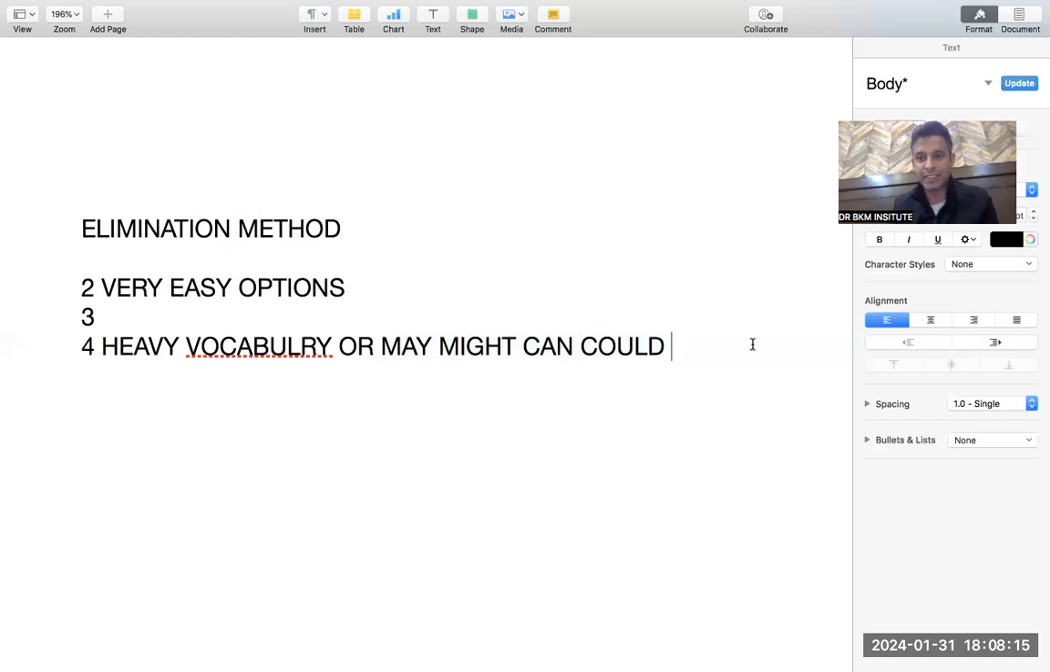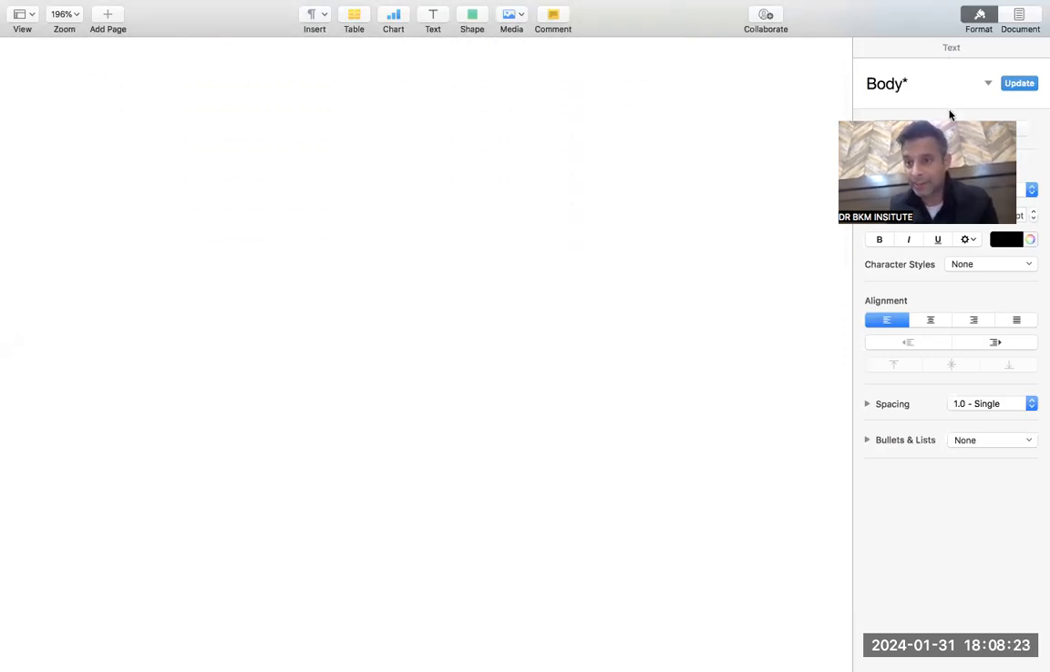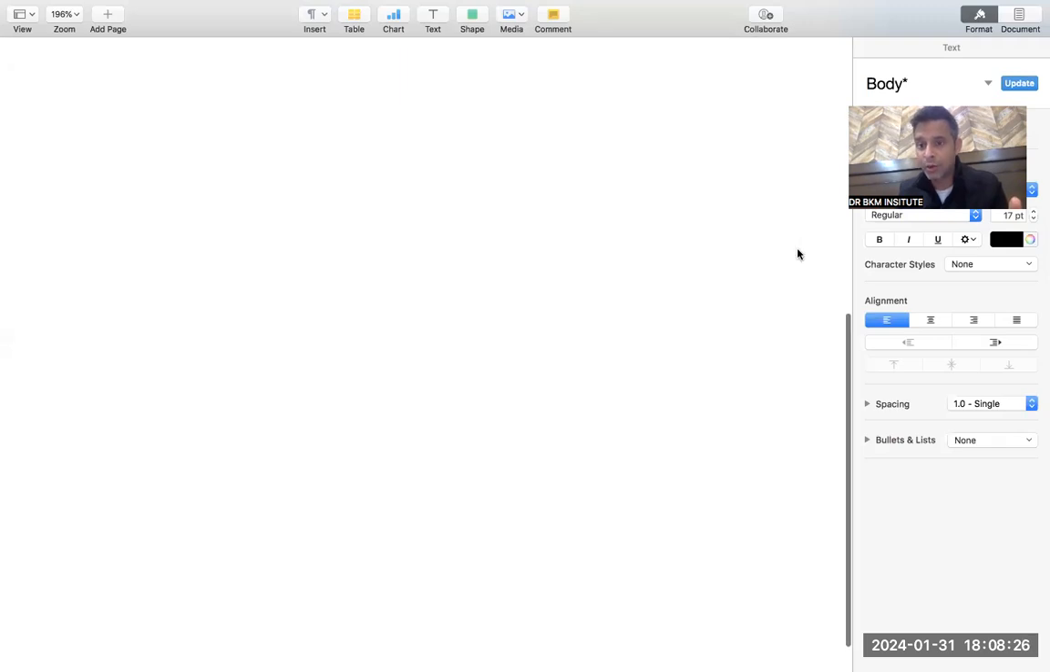So yesterday also we did the same thing. We did this elimination thing yesterday. Today we are going to revise it and then we will apply it in the listening today. Yesterday we applied this elimination method on reading, and today we will apply it in listening. So before I do that, I want to take a note of it.